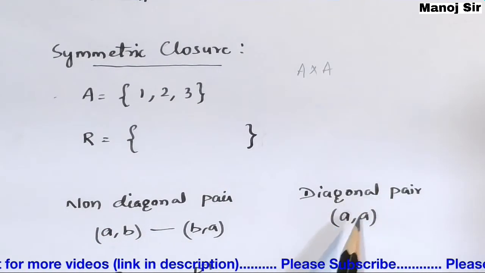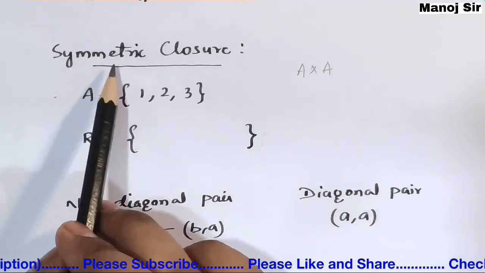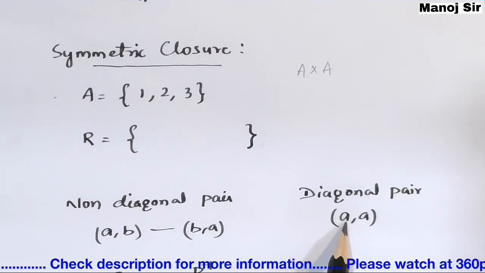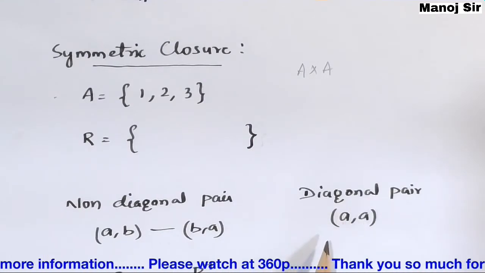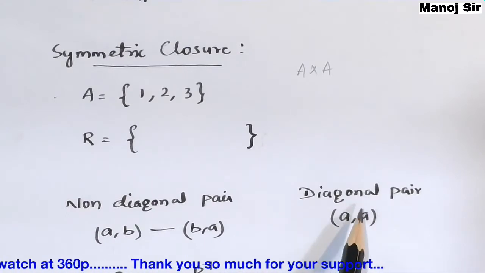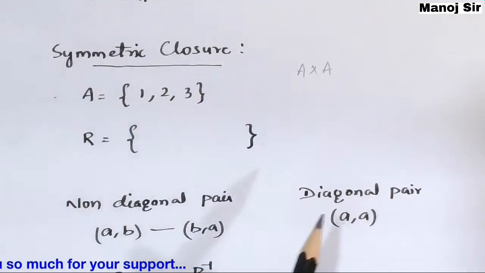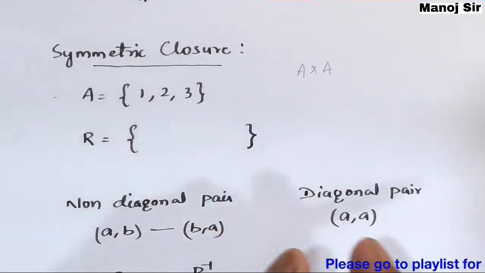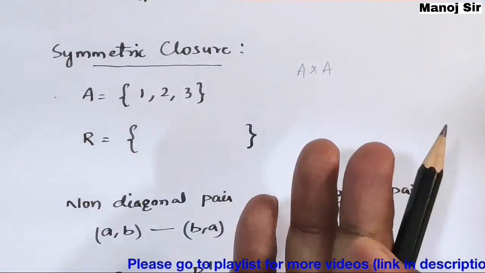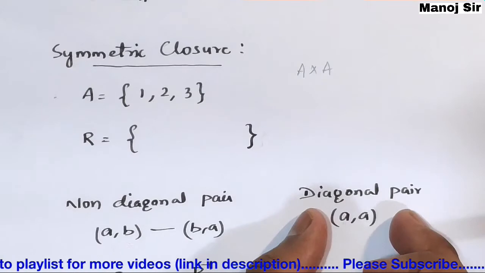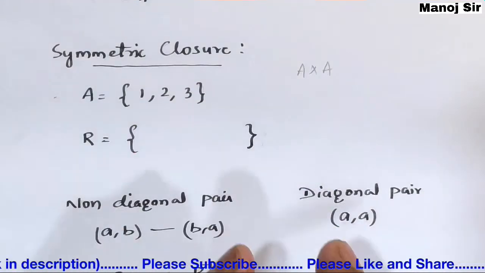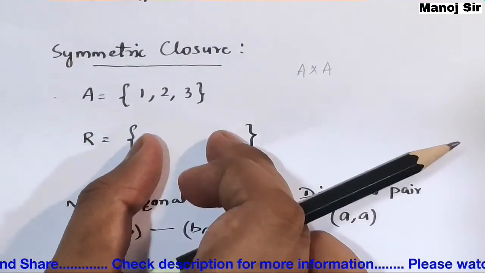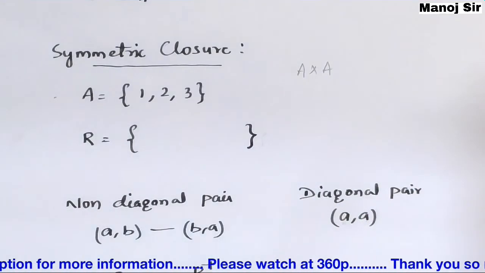Diagonal pairs are self-symmetric. We are studying about symmetric. Here you can see A comma A. If A becomes 1, then this is 1 comma 1. If A is 2, then it is 2 comma 2. If A is 3, then it is 3 comma 3. So diagonal pairs are symmetric pairs. It means if the diagonal pairs are present in this relation, that is okay. If these are not present in the relation, that is also okay. The presence of diagonal pairs is not mandatory in the case of symmetric relation. If this is present, it is okay. If it is not present here, that is also a part of symmetric relation.